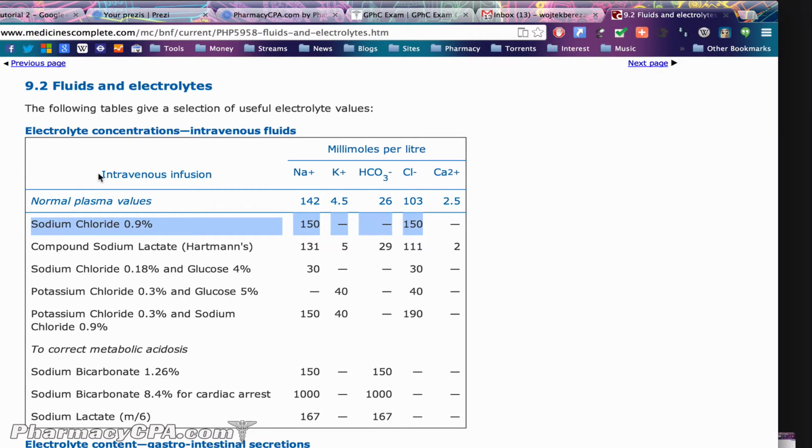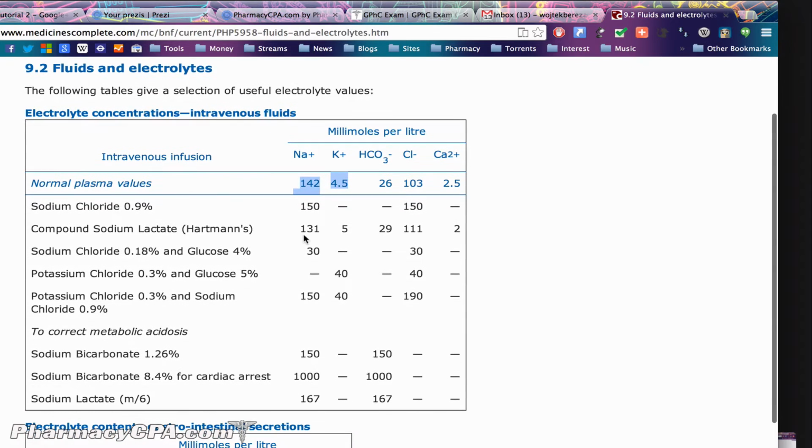These are normal plasma values. Can you see here? And that's what the normal millimoles per litre should be. So it's 142. However, in sodium chloride 0.9%, there's 150 millimoles per litre. So it's about 8 millimoles different. That's all you need to know. Okay, so this 1 mole sodium chloride is 58.5 grams was just there to throw you off. Exactly.